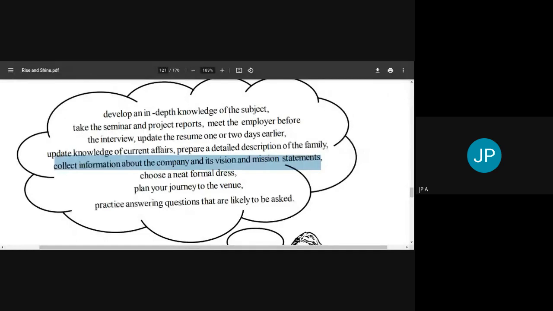There may be already people who are working there. We can talk to them. You can collect information about that company. What is the company doing? What is the company manufacturing? What work is it doing? How many workers are there? Do they have branches, etc.?